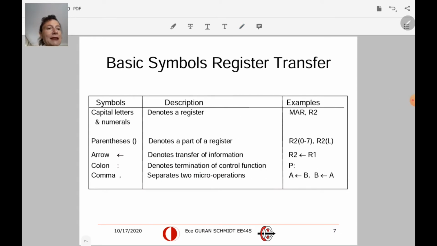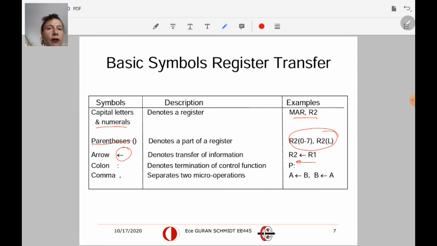The basic symbols we actually did in the ASM again. We already said that we denote a register with capital letters and numbers. Examples are like this. You can show components of registers with parentheses. We had this arrow a lot for the ASM, and it shows the transfer. It shows a parallel transfer, for example. R1 is going into R2 in 1 clock pulse.